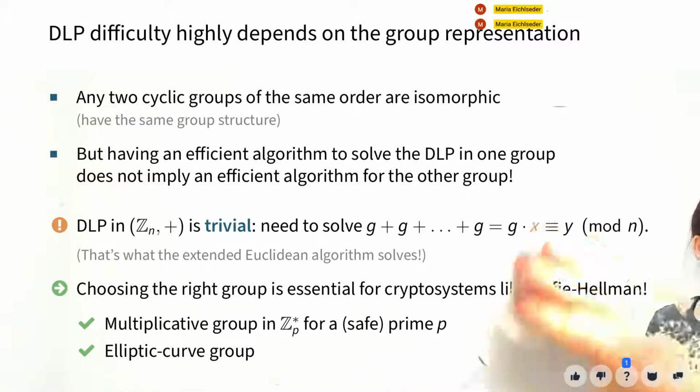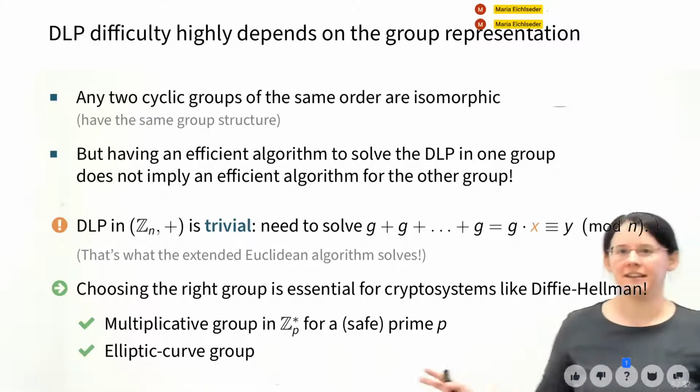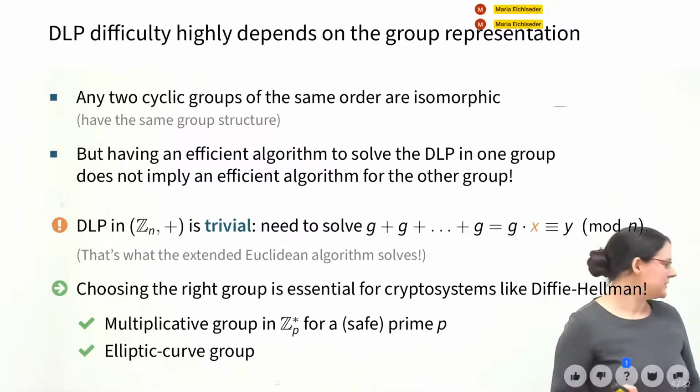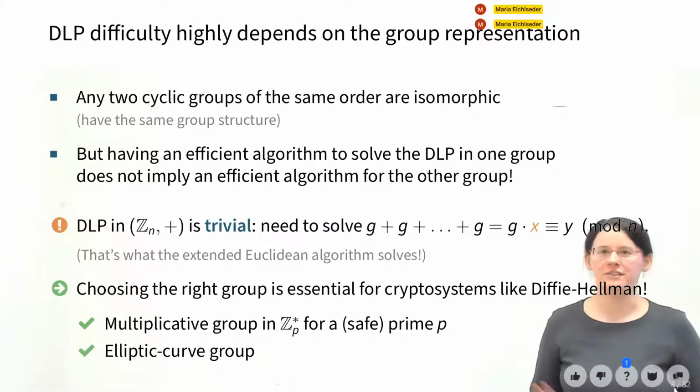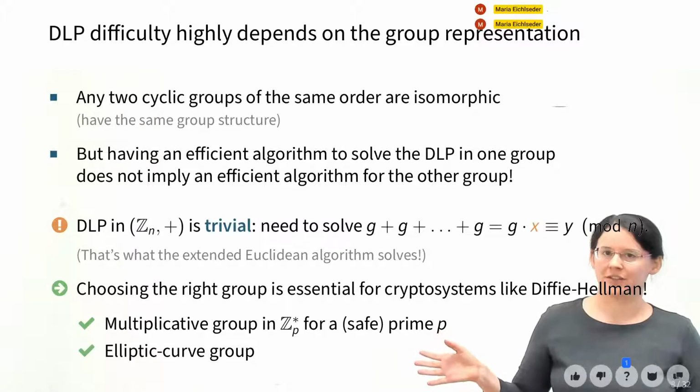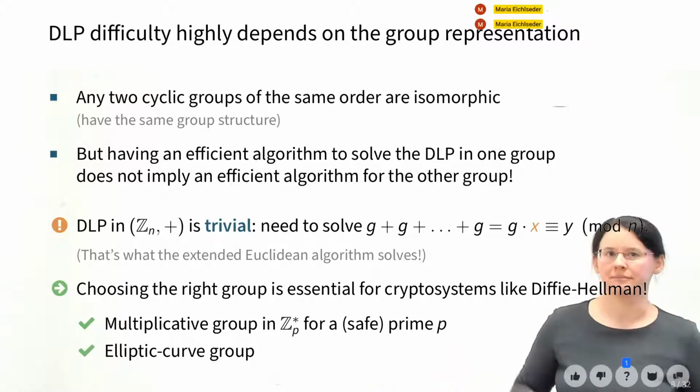And the other kind of group we're interested in is the elliptic curve group. So I want to briefly recall what this group looks like because we're going to see it again at the end of the lecture, and also to have a more general picture of groups in all of the following.